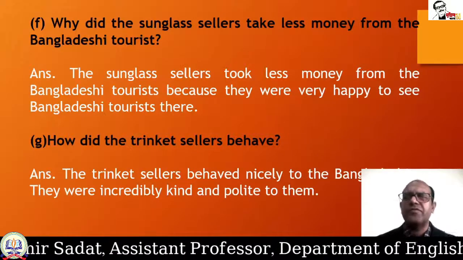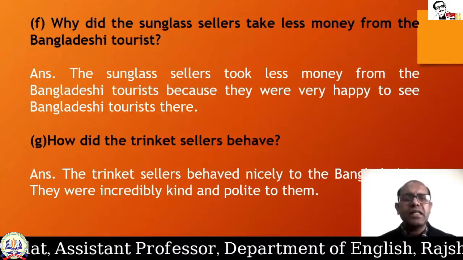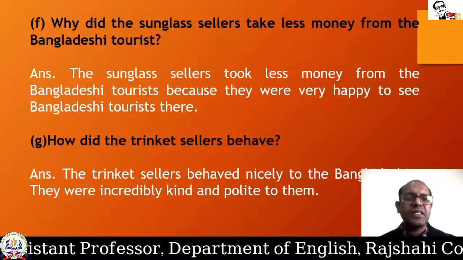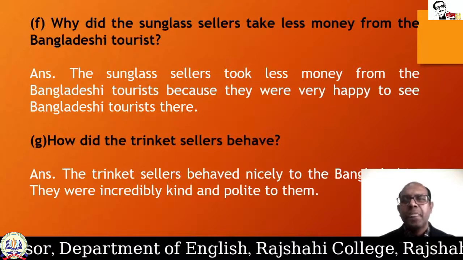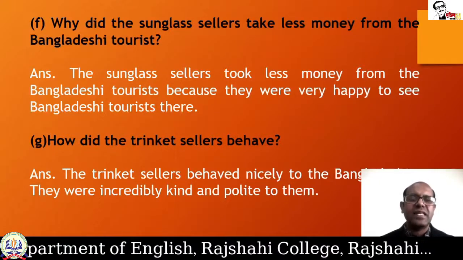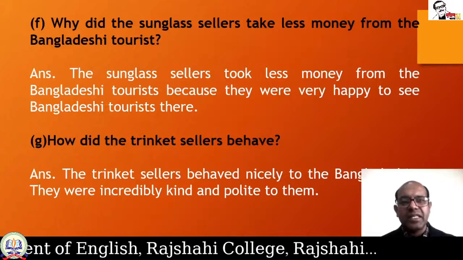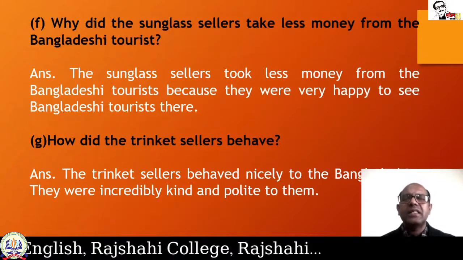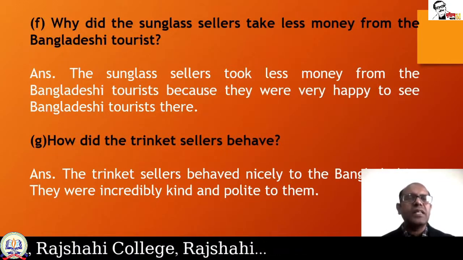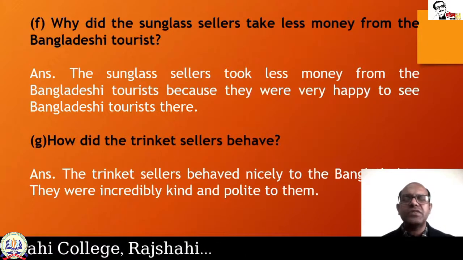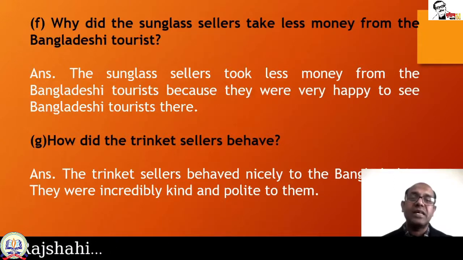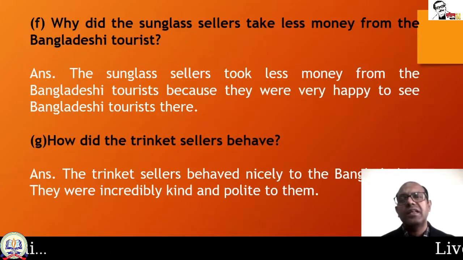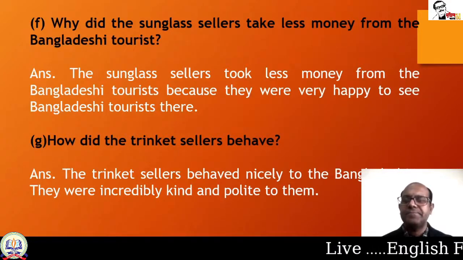Now question F. Why did the sunglass sellers take less money from the Bangladeshi tourist? It is a very fantastic question. And the answer is the sunglass sellers took less money from the Bangladeshi tourists because they were very happy to see Bangladeshi tourists there. And it is a kind of fellow feeling, it is a kind of sympathy, or it is a kind of happiness.